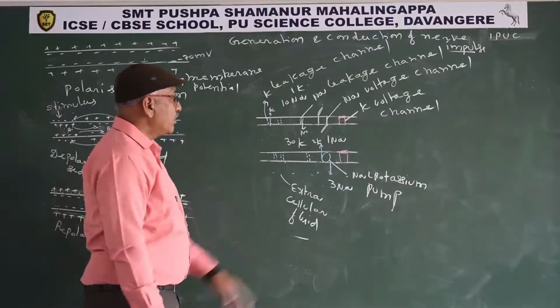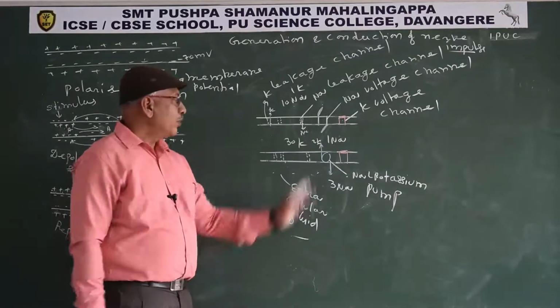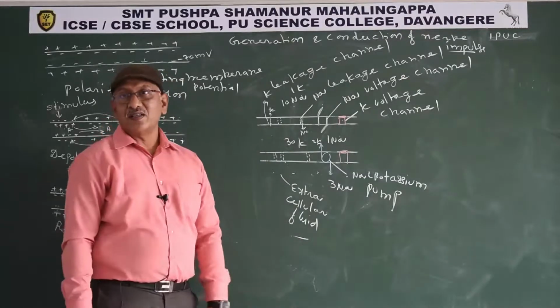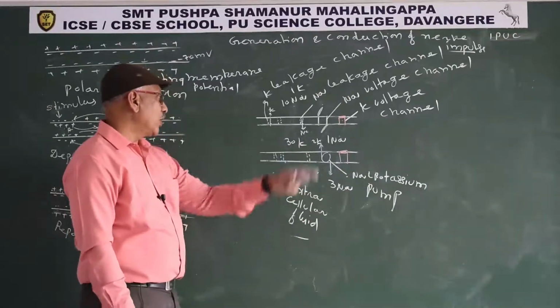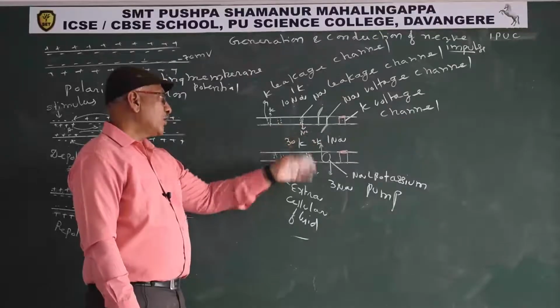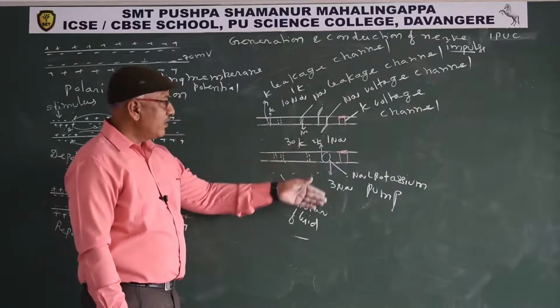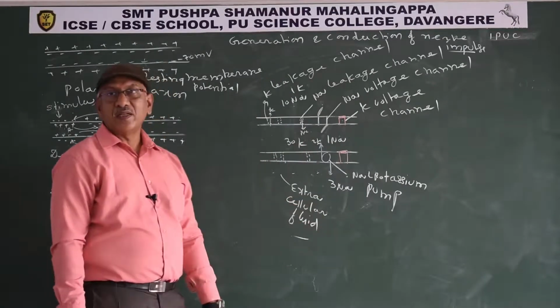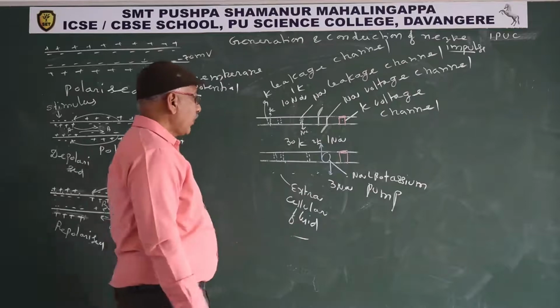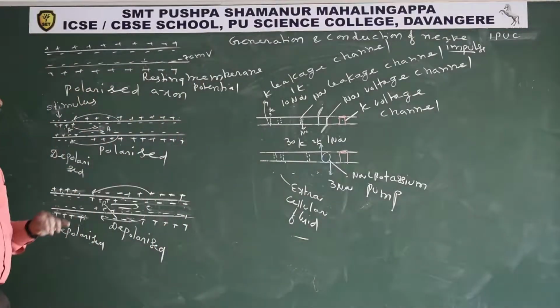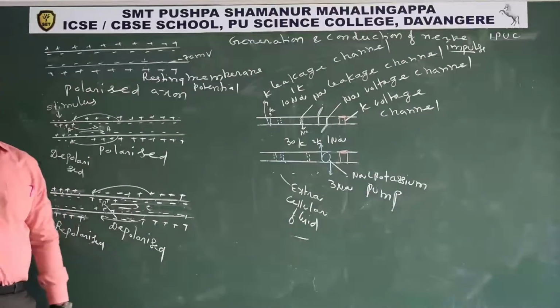To avoid this, the sodium potassium pump is present in the axolemma, and it acts against the concentration gradient. It sends 2 potassium into the axoplasm, even though the concentration of potassium is more in the axoplasm, and sends 3 sodium to the exterior. This is the sodium potassium pump. The axon is in the polarized state.